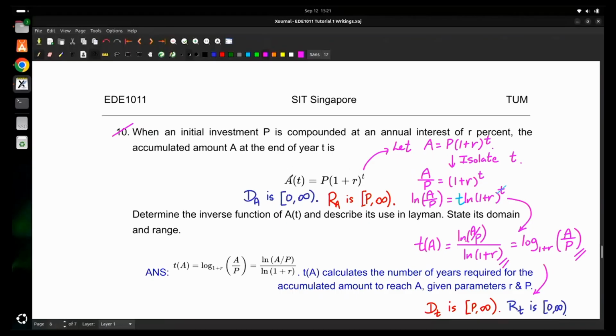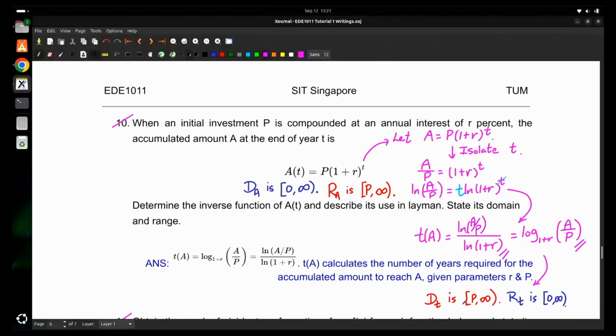So what's the range for the accumulated amount? You start with principal p, so you're going to get increasing all the way to infinity because it's an exponential function. It's an exponential function because your input is at the exponent, so it can grow all the way to infinity after long enough time. Because you start from the principal, it's lowest at principal. So then what do you do? Just swap. So the domain of the inverse function is just p to infinity, and the range of the inverse function is just 0 to infinity.